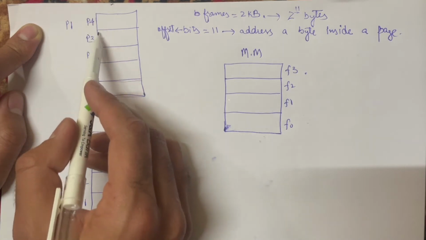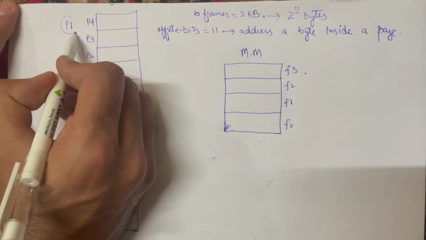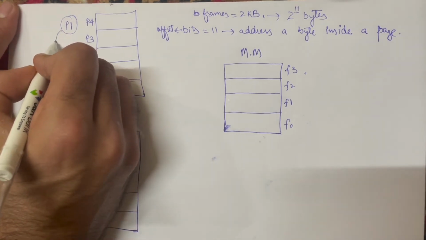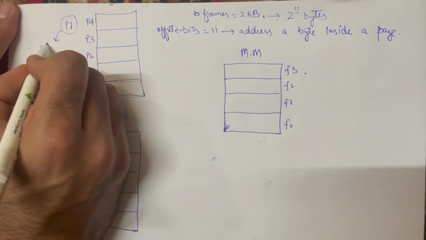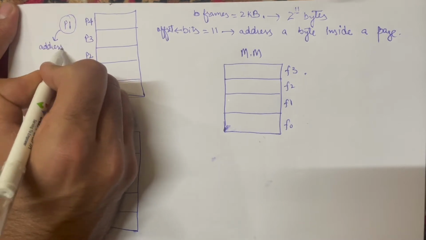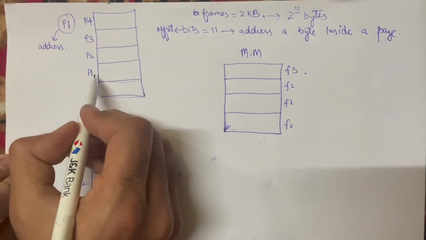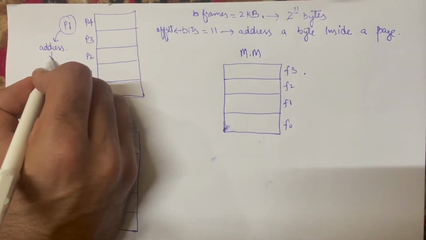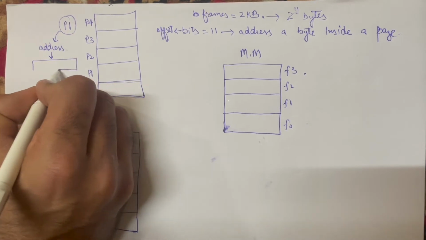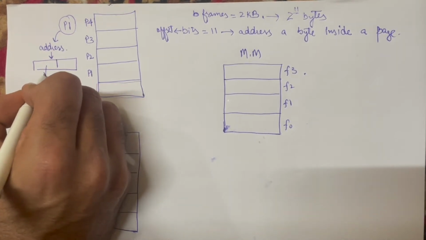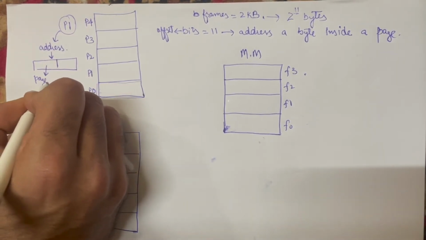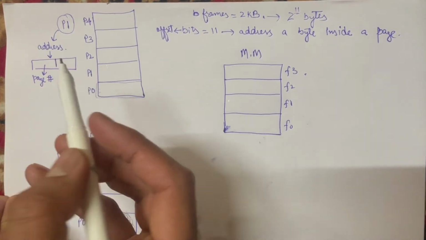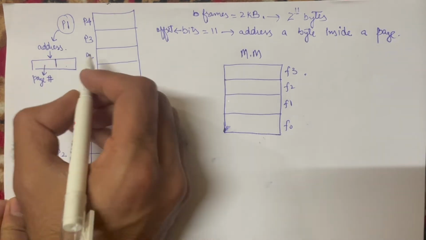So you can see that in the virtual memory, if I have a process P1 and it wants to access something, process P1 usually generates an address. Okay, this address will be of some location inside this virtual memory, and this address has two parts. The first part determines which page number, and the second part determines the offset, or we can say which byte inside that particular page.